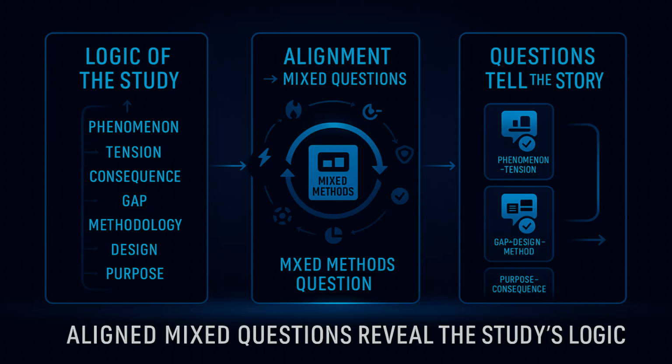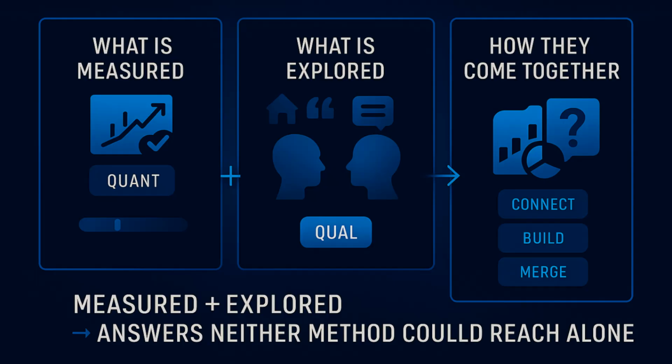Mixed methods research questions emerge from alignment. They arise from the logic of the phenomenon, the tension, the consequence, the gap, the methodology, the design, and the purpose. When written clearly and aligned with the mixed design, the research questions tell the whole story of the study's logic. They show what will be measured, what will be explored, and how both will come together to answer the question that neither method could answer alone.